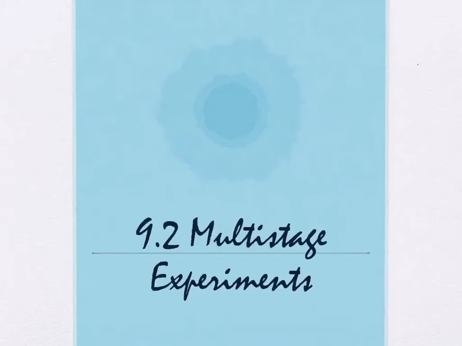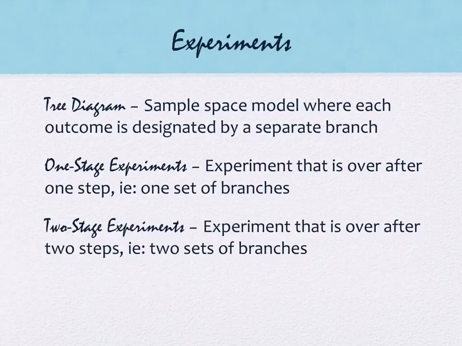Today we're going to take a look at section 9.2, which is called Multistage Experiments. I'm going to start with looking at a way of doing a diagram. You may have used these in the past, and you may not have. Almost all of the work that we're going to do in this section is going to involve one of these diagrams, and it's called a tree diagram. A tree diagram is a sample space model where each outcome is designated by a separate branch.